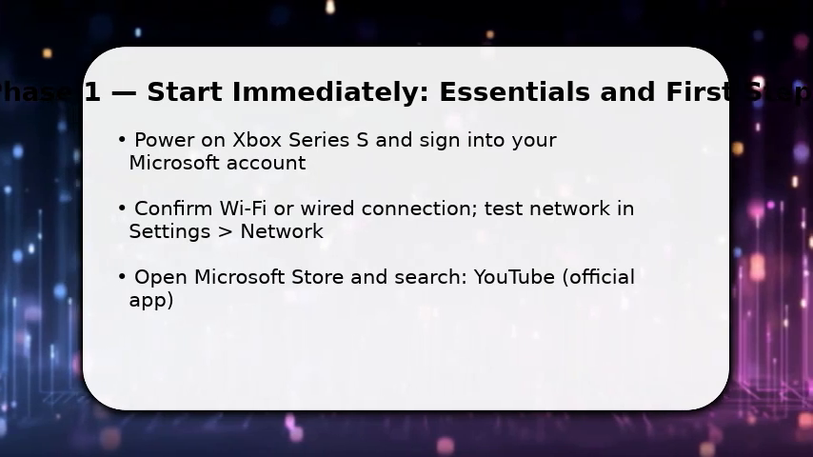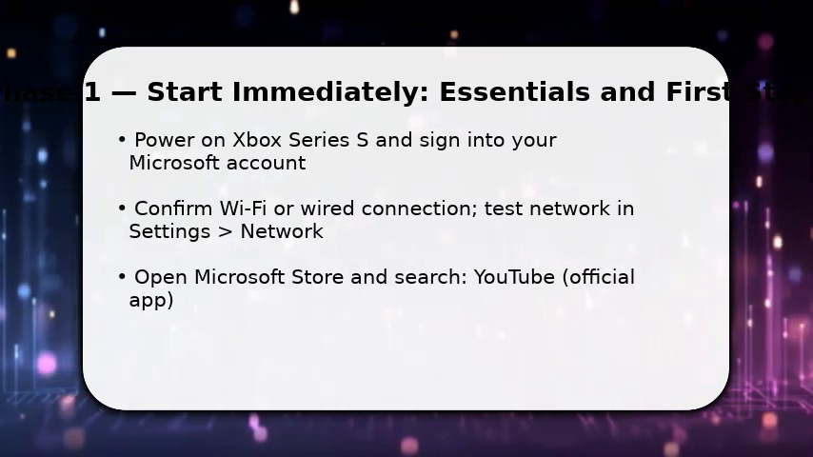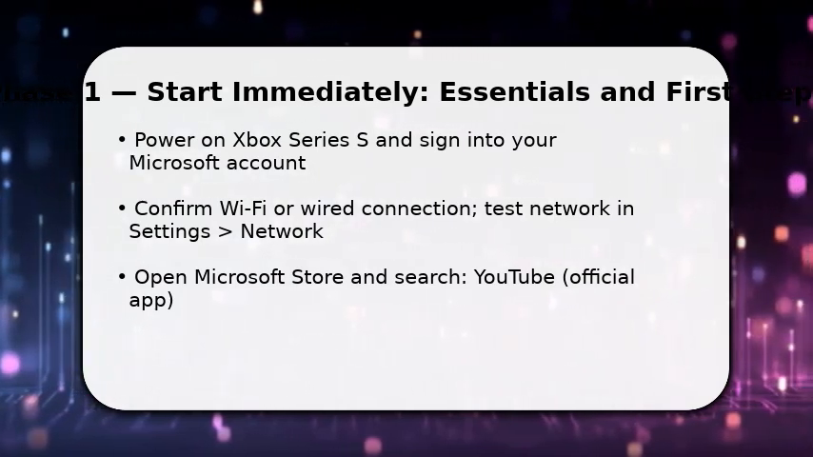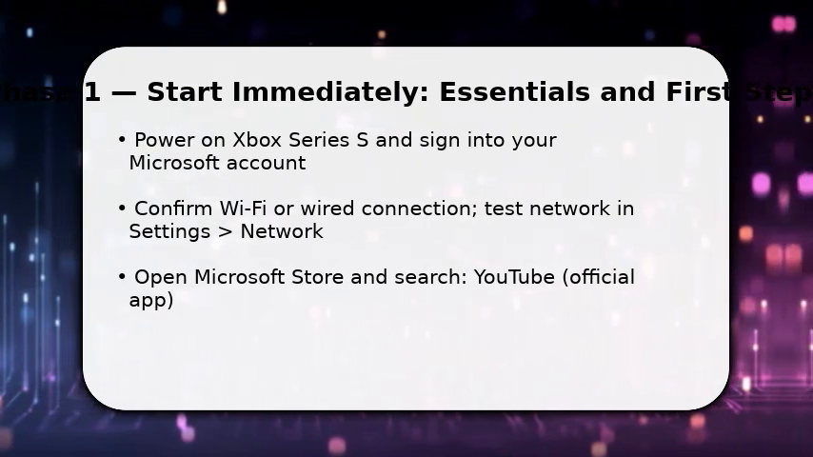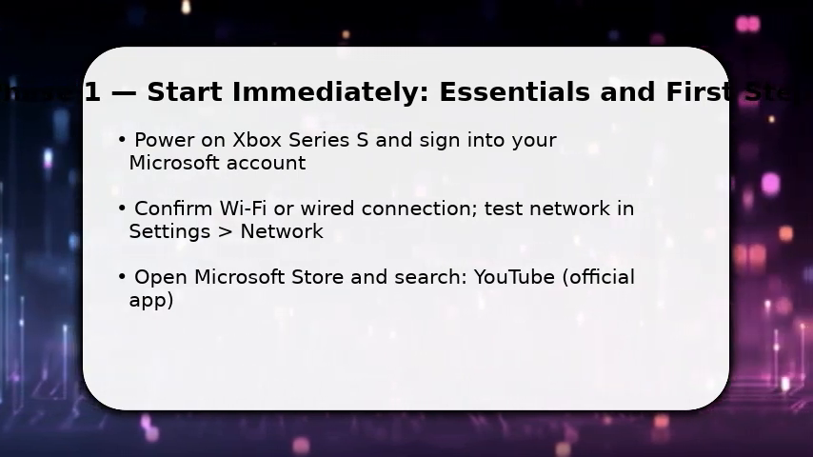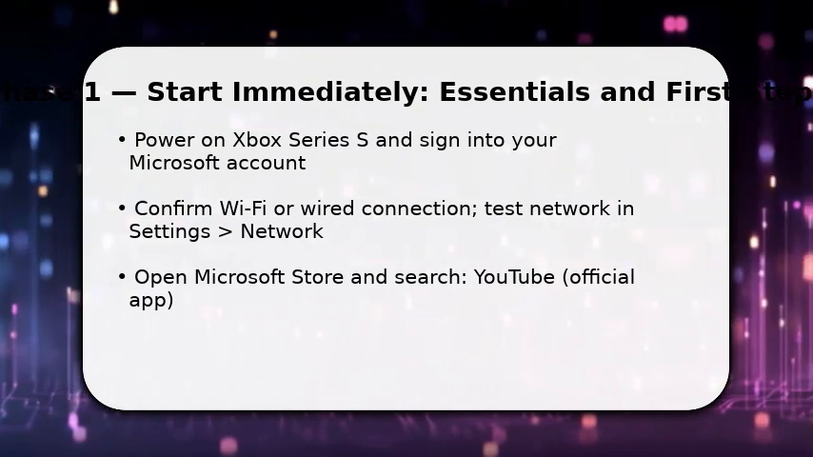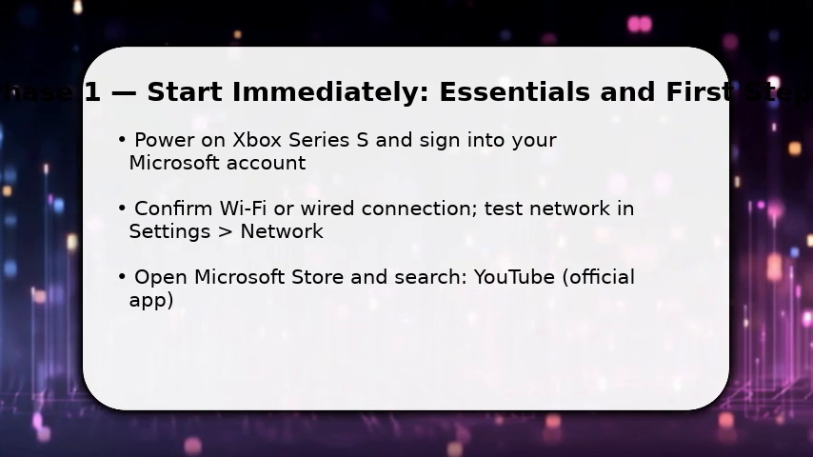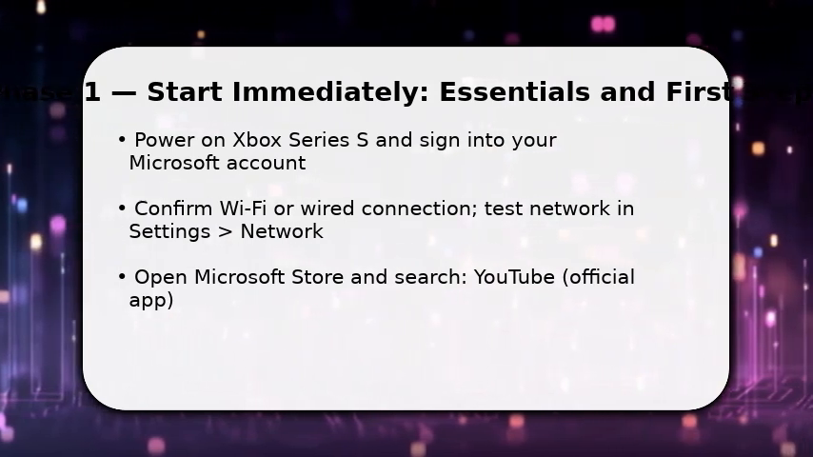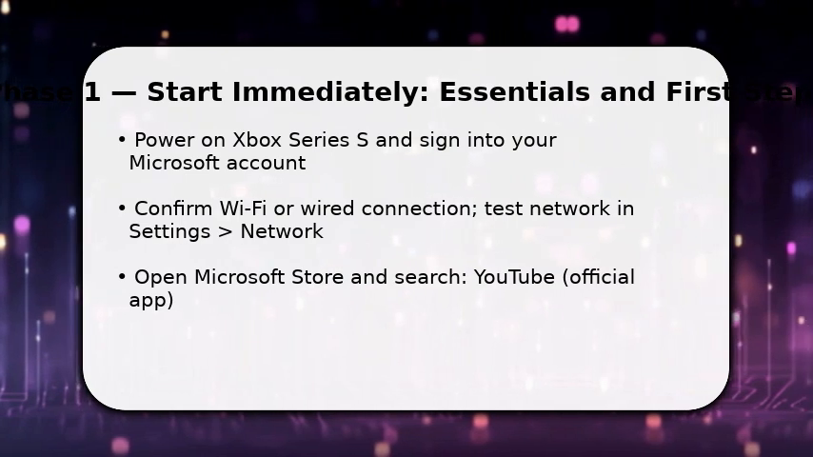Enjoy the video. You need to start with the console online and signed in. This lets the store show compatible apps. Once done, confirm your Xbox is on the same network you want to stream from, because YouTube streams rely on stable bandwidth. Next, press the guide, go to Store, then search for YouTube. The official app appears with the Google icon.